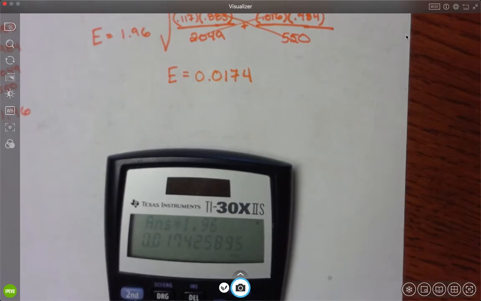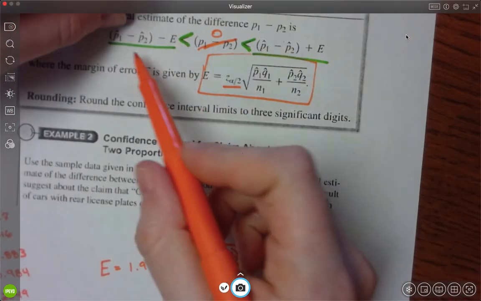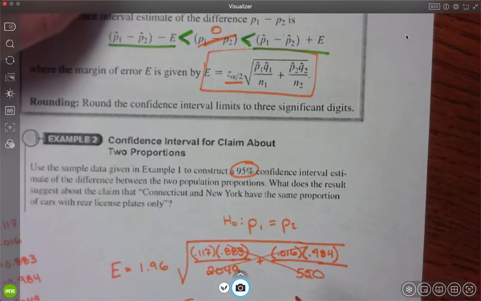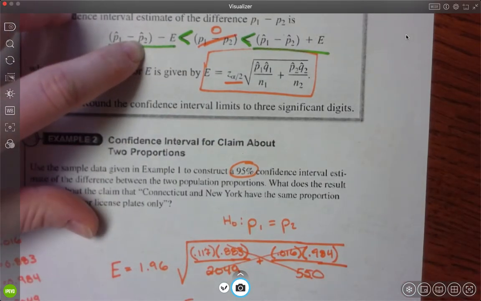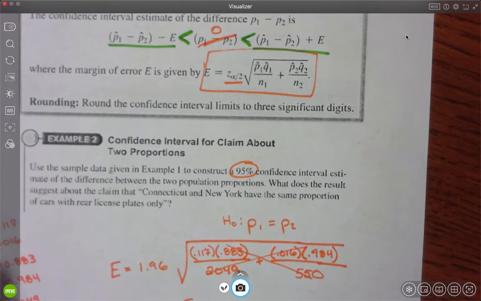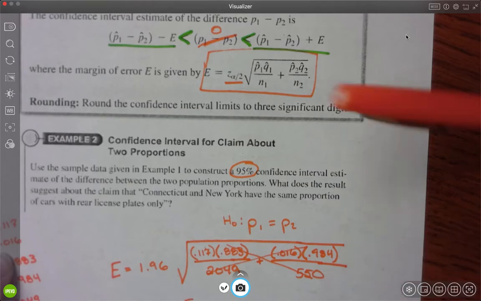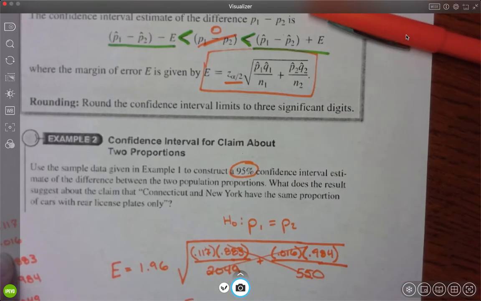All right, and then I just need to write out my confidence interval. So now I have my error. Confidence interval looks like this. We have P1 minus P2. So P1 hat is 0.117 minus P2 is 0.016. And then I'm going to subtract the error, which is 0.0174.